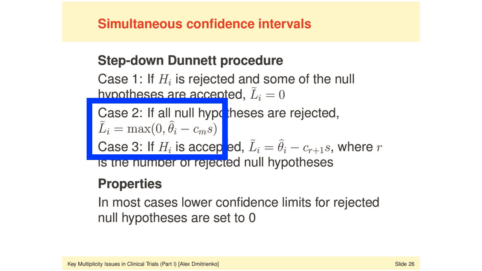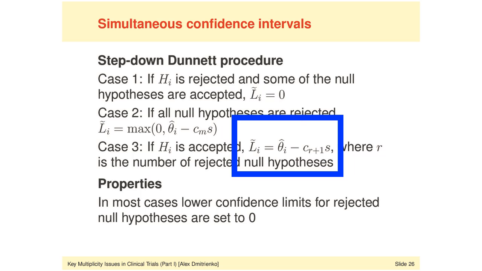Case number two, here we assume that all null hypotheses are rejected, which includes, of course, the hypothesis of interest, H i. In this case, the lower confidence limit is the maximum between 0 and the second quantity, the second formula here, which is the Dunnett lower confidence limit. And by this I mean the basic single-step Dunnett confidence interval. And finally, case 3. If the current hypothesis is accepted, then the lower confidence limit is simply the lower confidence limit for the single-step Dunnett procedure, but it's applied to a subset of null hypotheses. It depends on the critical value, c r plus 1, and r is the number of rejected null hypotheses.